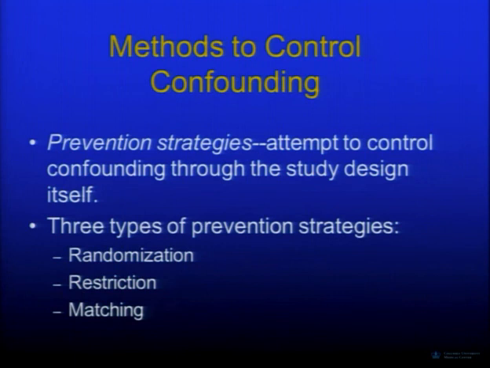So how do we go about trying to look at a real, true risk factor and disease association and get rid of confounding? One of them is prevention strategies, and this is trying to control confounding through how we design the study in the very beginning. And this can be done through randomization, restriction, or matching, all of these before the study starts, in the design phase. What is it that we can do in the analysis phase to try and control for confounding?